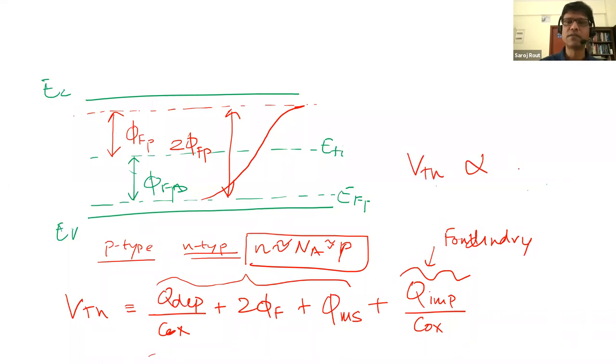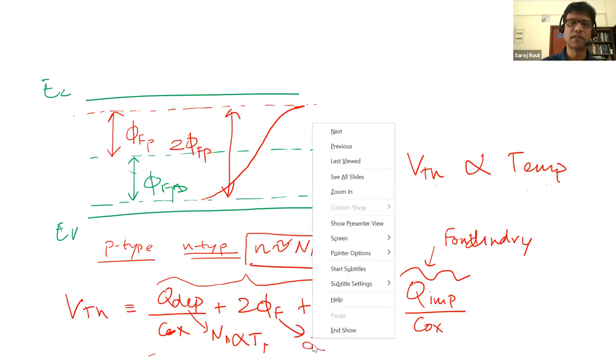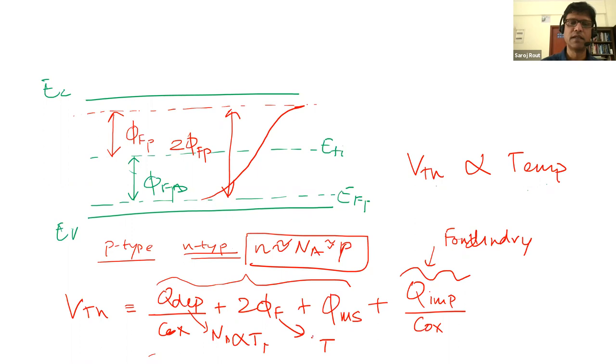This VTN is also a function of temperature because this is dependent on ND and that's a function of temperature. This is a function of ND. This is a function of temperature as well. And obviously this is a function of temperature as well. So VTN usually decreases with increasing temperature. So the designer has no control on this part except for the body bias.